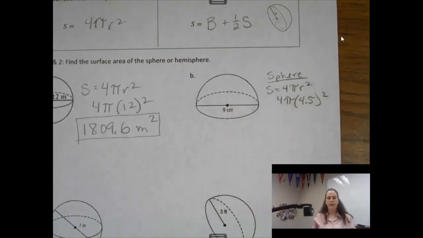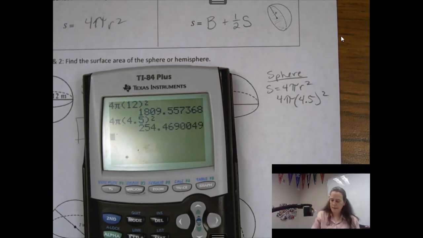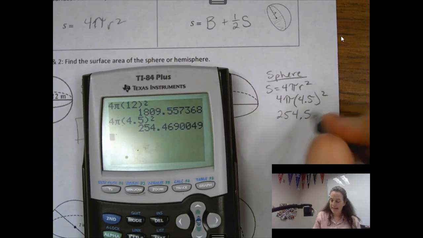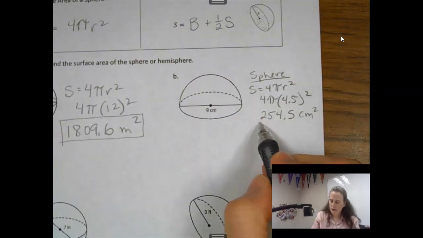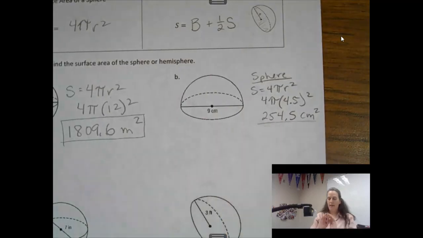Okay, let's put that in our calculator. 4 pi, and then times 4.5 squared is 254.5 centimeters squared. So I'm going to put a little line under that one. That is the entire sphere. Remember, we're only going to want half of that.